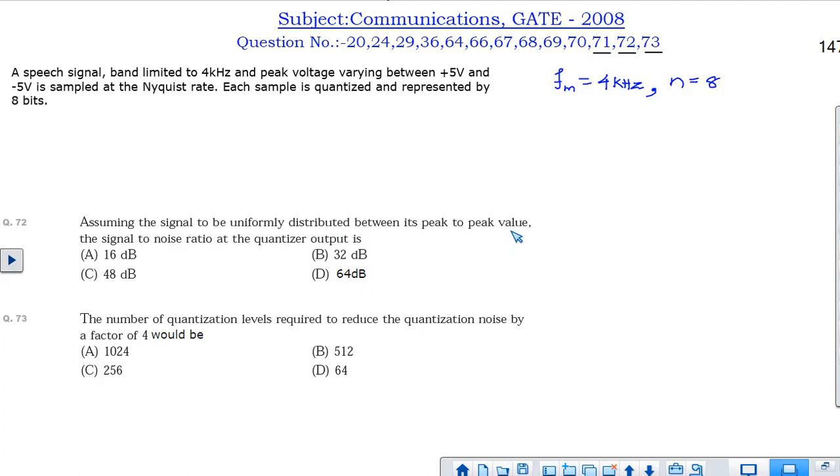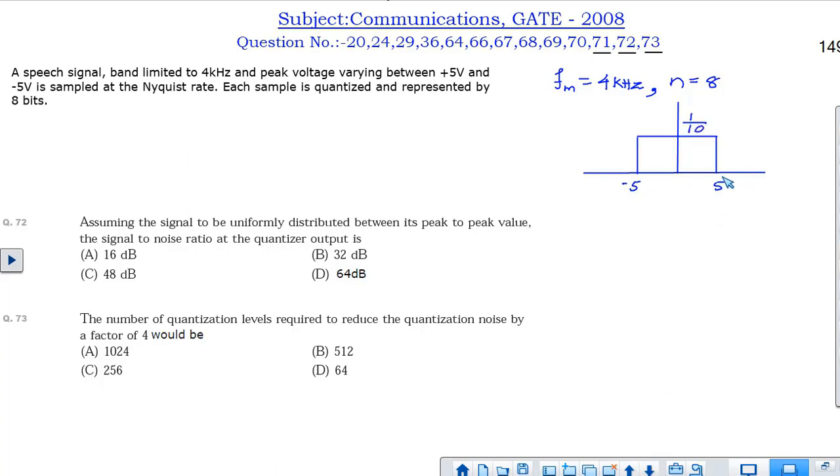where the signal is uniformly distributed between its peak to peak value. So you can simply plot the signal PDF, which will be from minus 5 to 5 for uniform quantization. That is, the PDF will have the same value from minus 5 to 5 as the area of the PDF is equal to 1. So you can find out what is the amplitude by finding out its area. The area is simply 10 into, let's say B, 10B, so B equal to 1 by 10, so that the area will become 1.